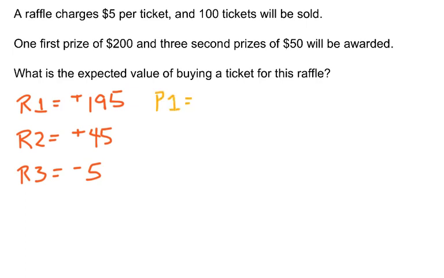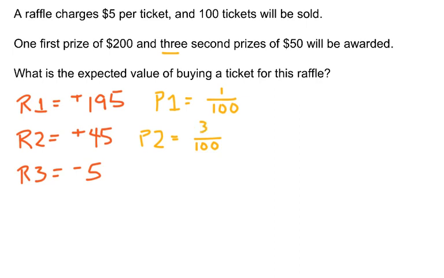The probability of result number 1. Well, let's see. They are selling 100 tickets, so there's 100 outcomes. And there's only one first prize winner. So the probability that I win that is 1 out of 100. The probability of result number 2. Again, there's 100 tickets. And the probability that I'm a second prize winner, well, there's 3 of those. So the probability that I'm a second prize winner is 3 out of 100.